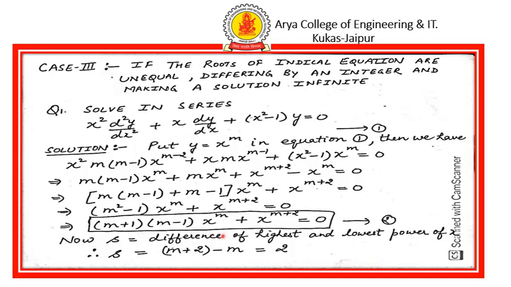Again, we see that the powers of x are in ascending order, and the coefficients of the various powers of x, that is the terms containing the powers of m, factorize as much as possible. Now, we calculate the value of s, that is the difference of the highest and lowest power of x. Here the highest power of x in equation 2 is m plus 2 and the lowest power of x in equation 2 is m. So the difference is m plus 2 minus m, which equals 2.